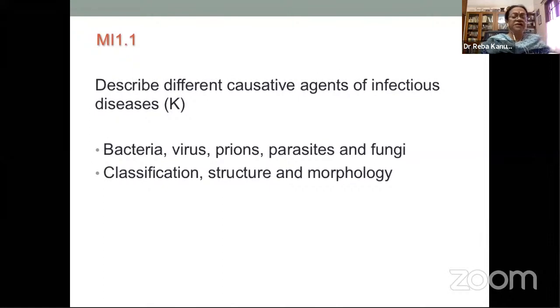So we start off with the first competency, that is how the student should know to describe different causative agents of infectious diseases. So this is the objective. Now, how do we teach them? What are the areas that we need to talk to them about? We can tell them what are the different causative agents. We talk to them about virus, bacteria, prions, parasites, fungi, and how do we compartmentalize them, or how do we cohesively present them in the form of their classification, structure, morphology. So we cannot do away with the basic science of microbiology, as all of you should realize.